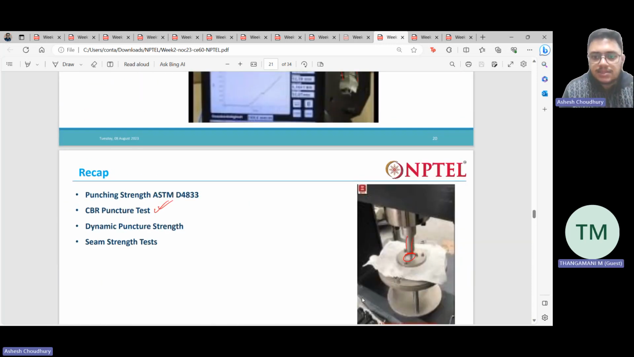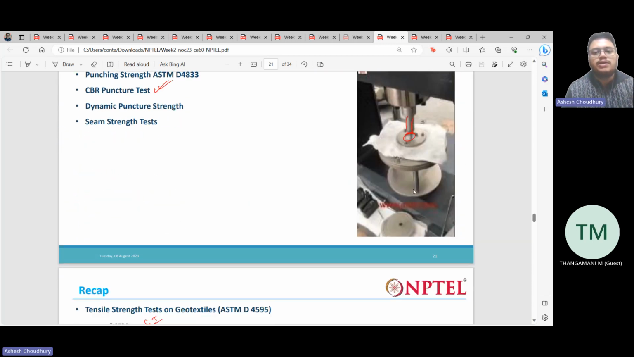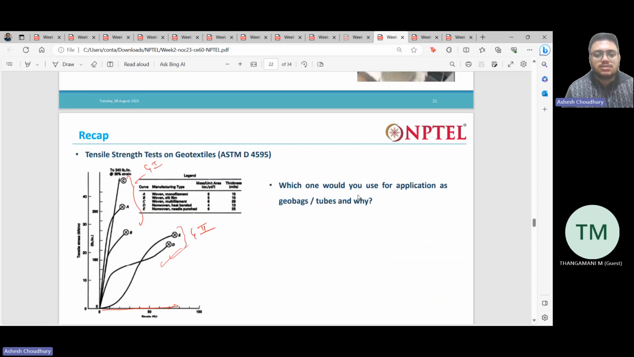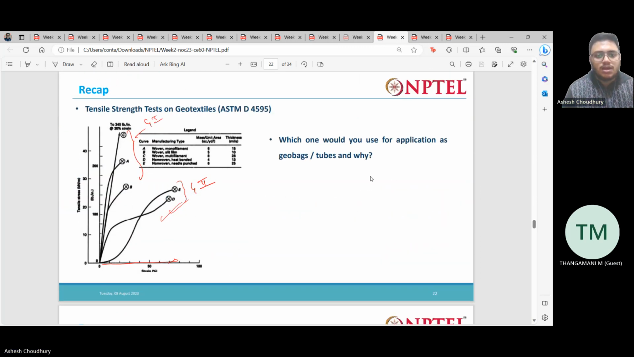Then we have the punching strength tests. In all these videos, we saw in detail how these tests are to be done: the CBR puncture test, dynamic puncture test, seam strength test, all these tests.